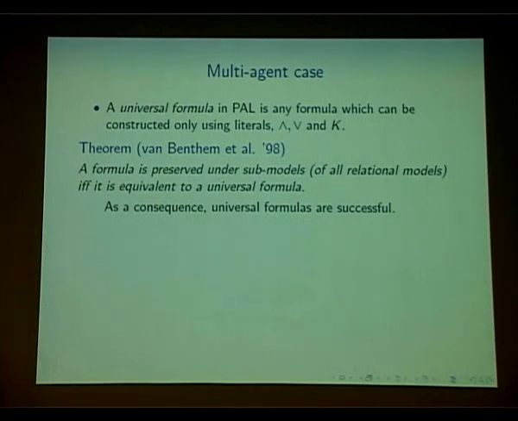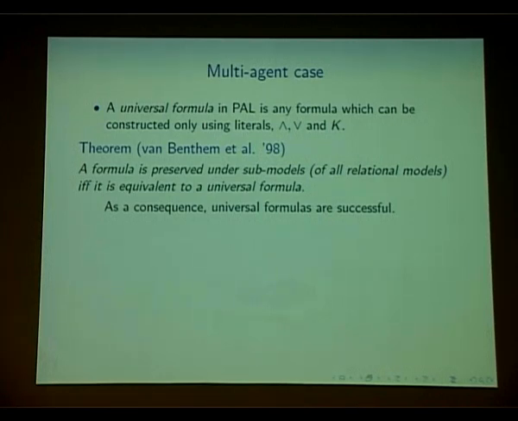Another partial characterization is by this theorem of Van Benthem and others, which says that a formula is preserved under submodels if it is equivalent to a universal formula. And universal formulas are those formulas which are constructed using only literals, conjunction, disjunction, and the modality K. So for universal formulas, you know that they will be preserved under submodels, and therefore they will be successful as a consequence.